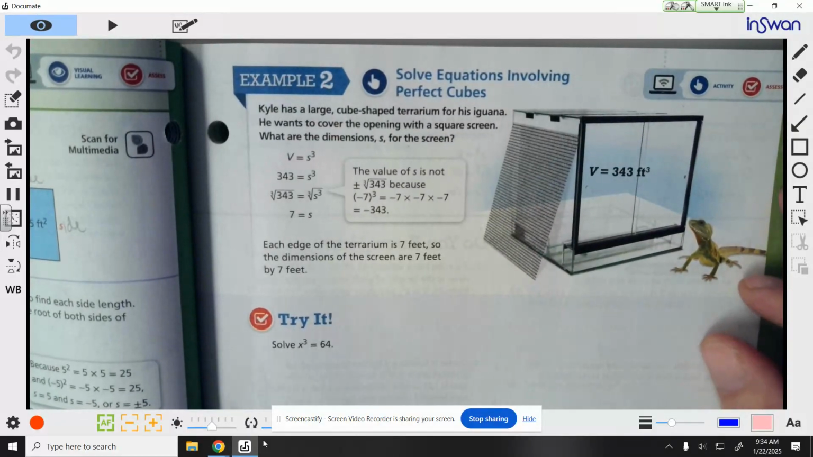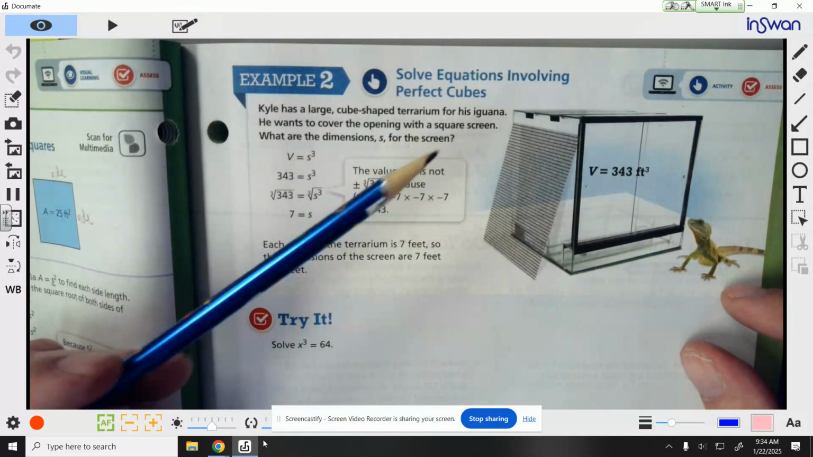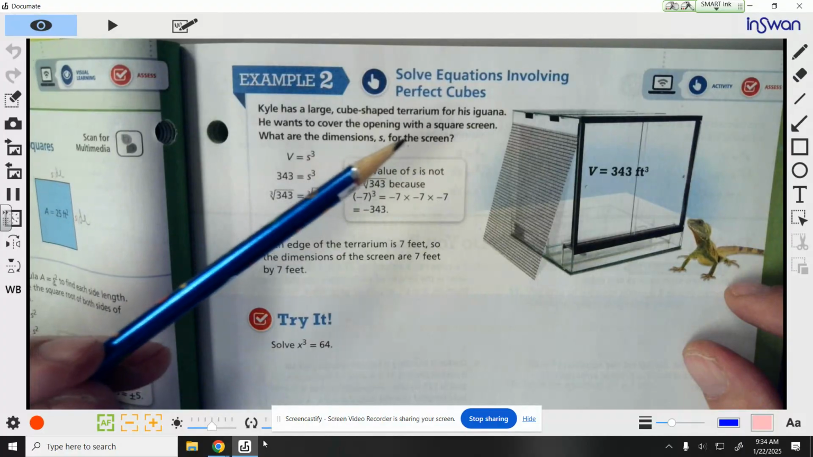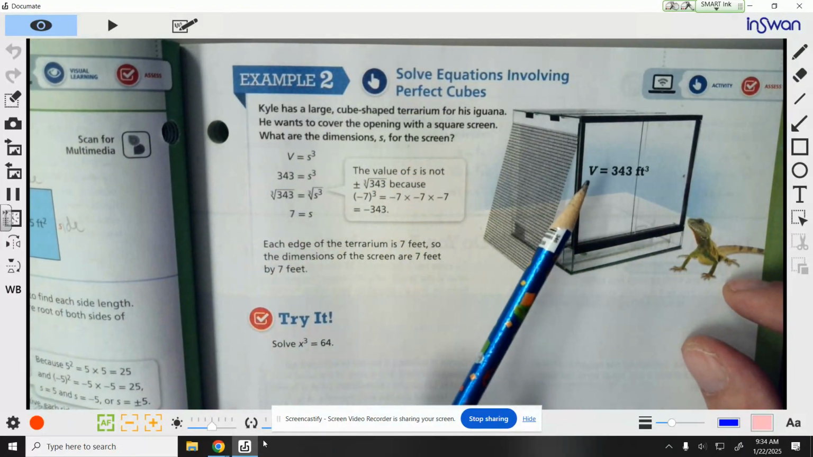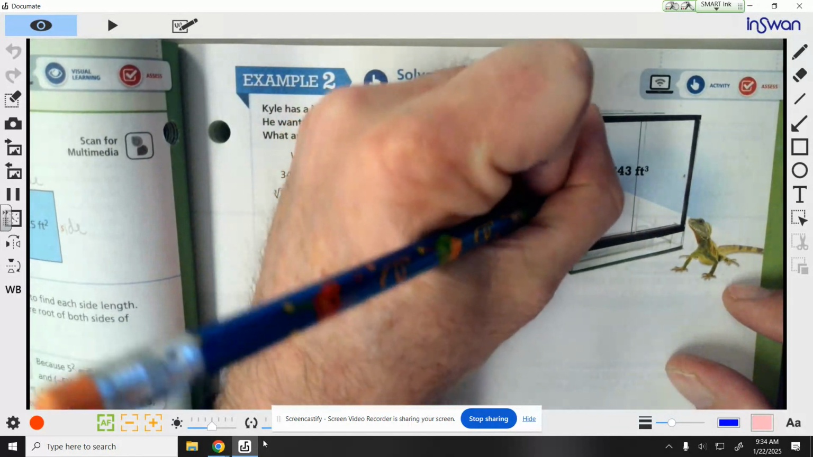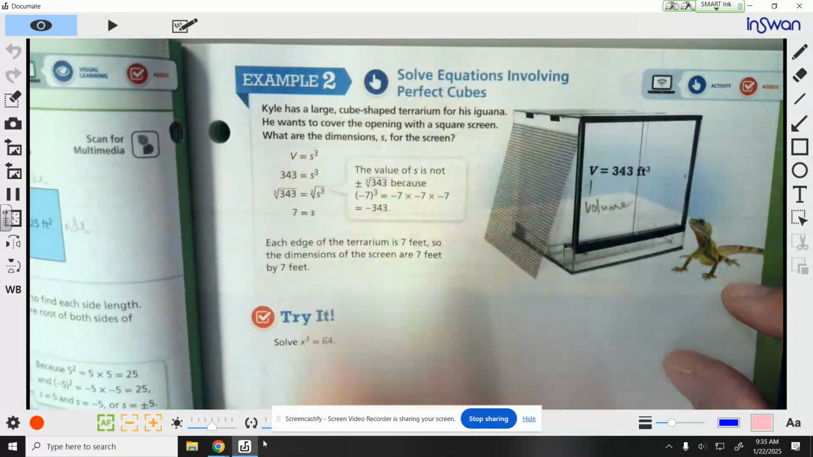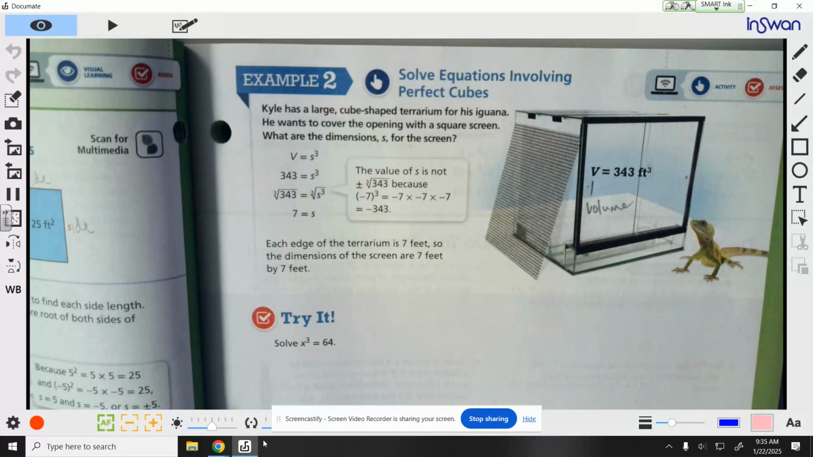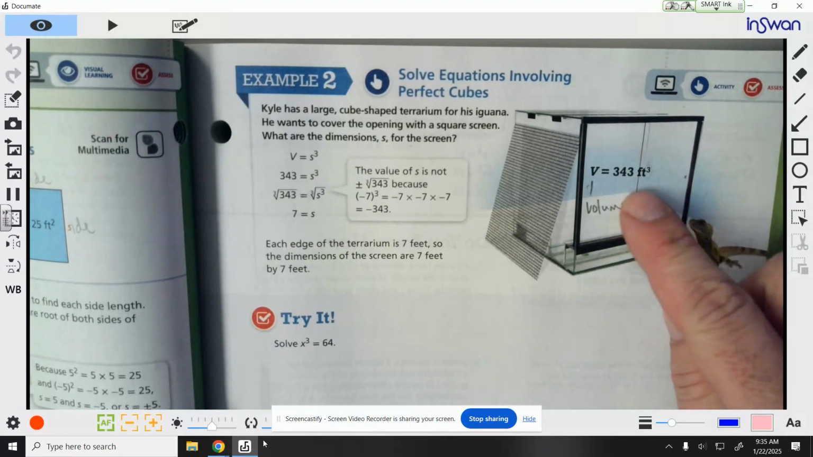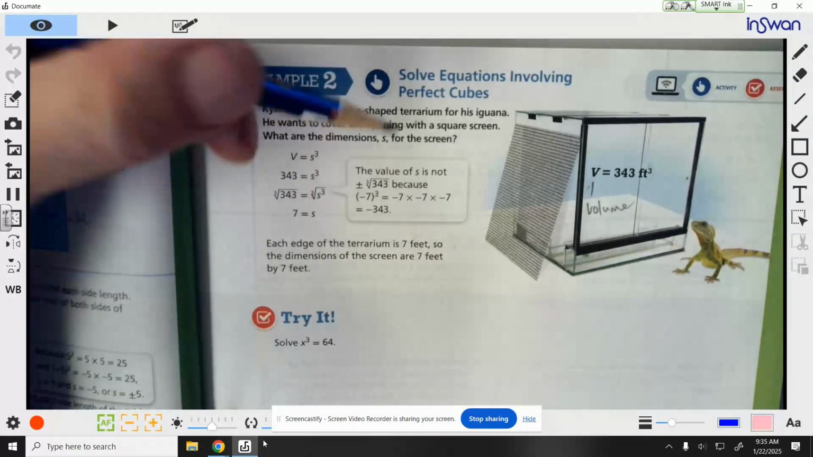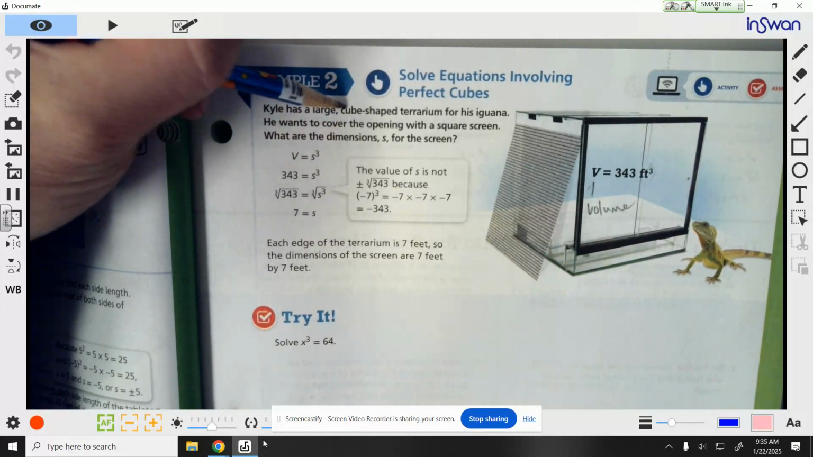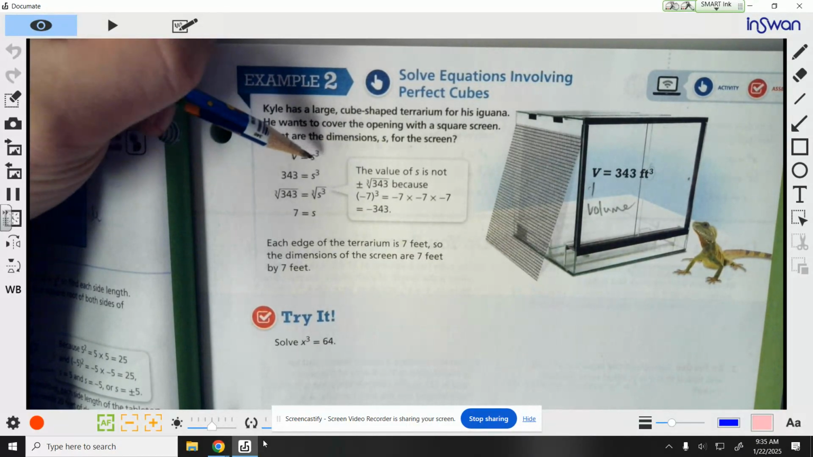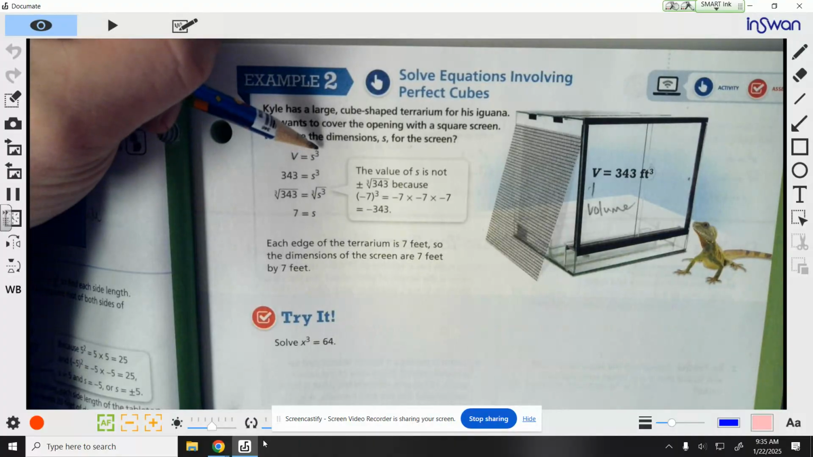So example 2 states, Kyle has a large cube-shaped terrarium for his iguana. He wants to cover the dimension with the square screen. What are the dimensions S for the screen? And here we have V, big V, which stands for volume. It's a three-dimensional object, which is why we're getting this label of a 3 here for feet cubed. So this terrarium is 343 feet cubed. Okay, the volume for a cube would be V equals S cubed. So volume equals side cubed, or side to the third power.